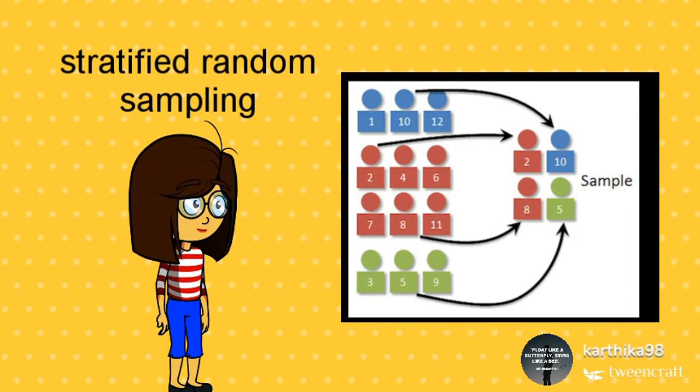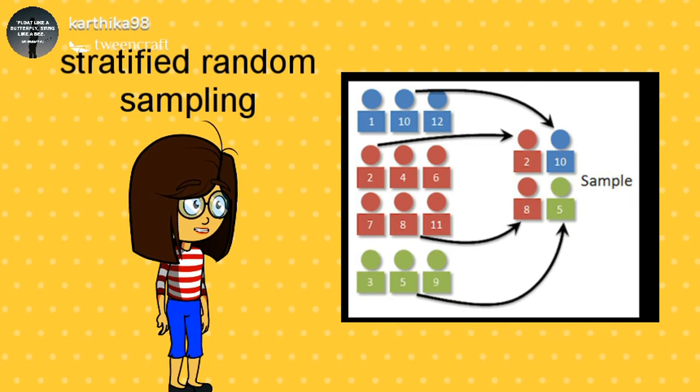It involves dividing the entire population into homogeneous groups, that is, we call them strata. Then a random sample from each stratum is taken as our sample. So in the given picture we can see there are 3 strata, from which we randomly select one sample to the sample group. First we can see a blue color stratum in which there are 3 numbers 1, 10 and 12, from which we selected randomly number 10.